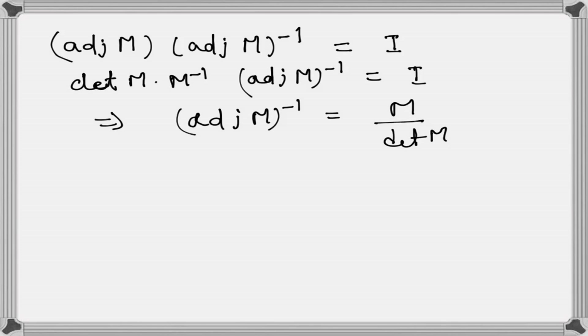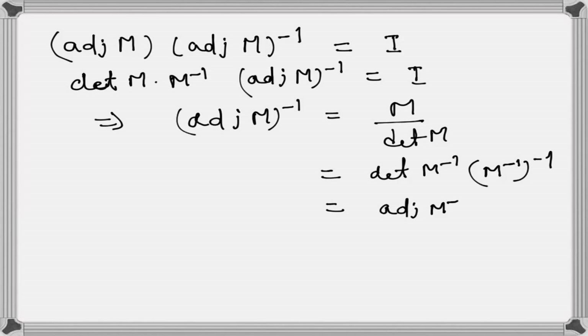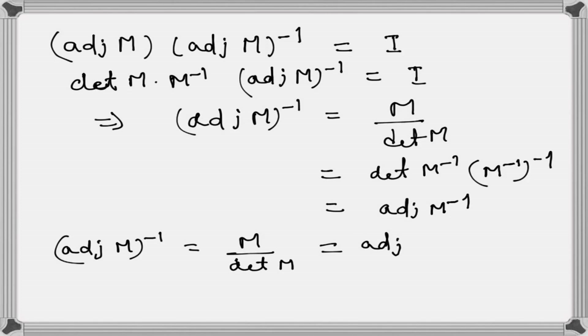So as we know that the determinant of M is equal to 1 upon determinant of M inverse, so this is nothing but the determinant of M inverse. I can also write this as M inverse of inverse. So this is nothing but adjoint of M inverse. Okay, so what do we have? We have this relation: adjoint of M whole inverse is equal to M upon determinant of M, which is equal to adjoint M inverse.